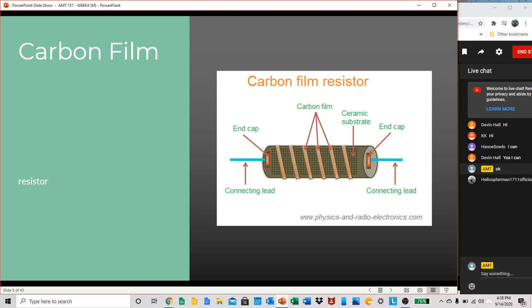We have our carbon film resistor. This looks similar to the wire wound resistor, but it has a different makeup internally. You can see it has end caps. It has a carbon film wound around it rather than a resistive wire, and a ceramic substrate internally.